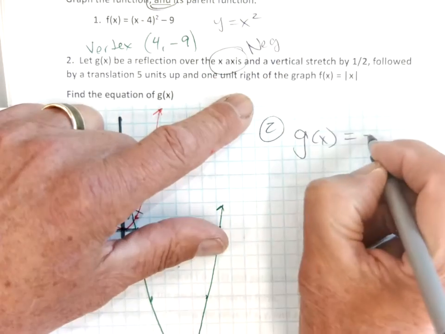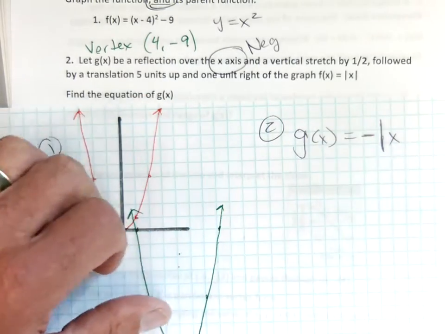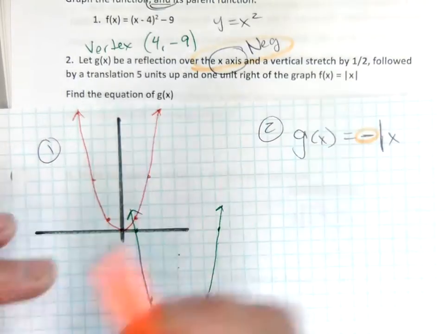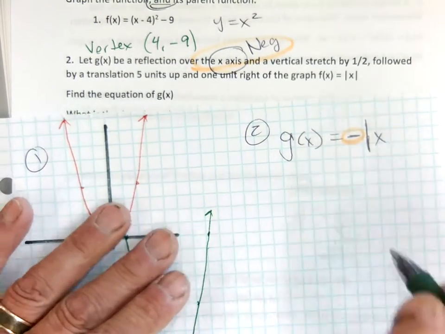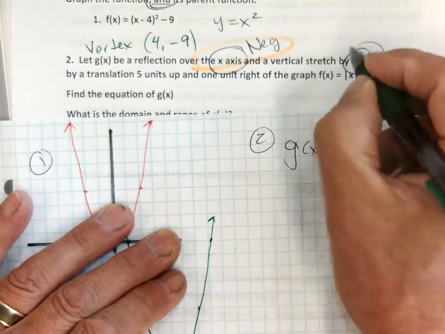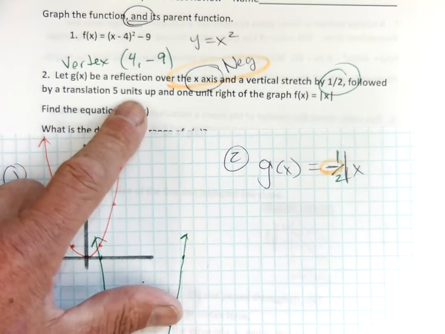So I'm going to write negative absolute value of x. And then I'm going to have a vertical stretch. So I'm going to make it half as tall, a negative 1/2 here. So negative 1/2 here. Followed by a translation of 5 up.